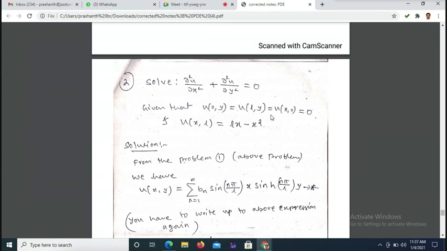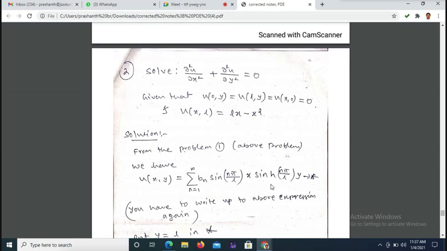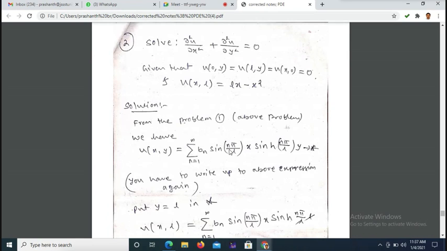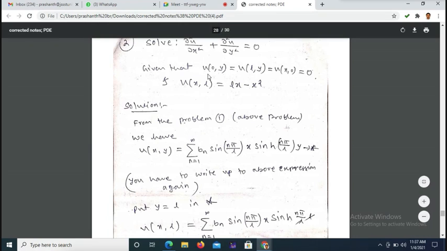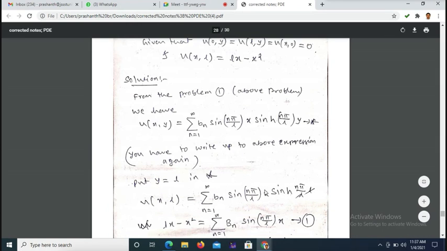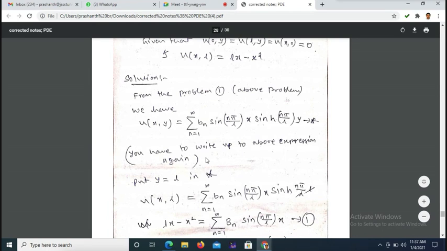So what you have to do, up to equation 3, you do it as it is, and call it equation star. Suppose in the exam they ask like this one, you have to do up to equation 3, then you start writing the remaining here. I'm going to call it equation star. I have written it; you have to write the above expression again from problem 1.